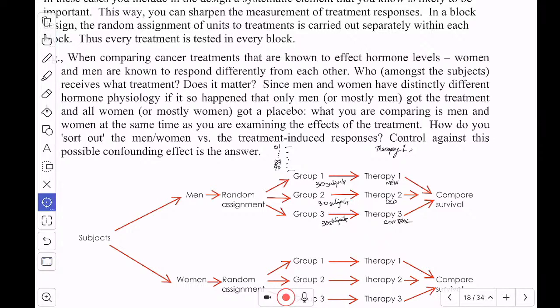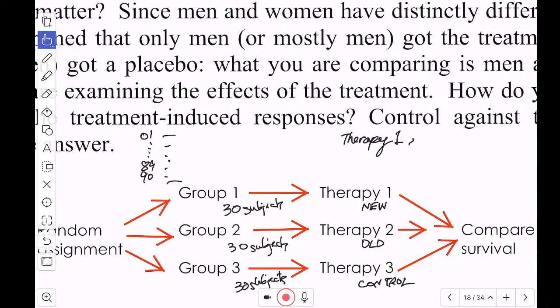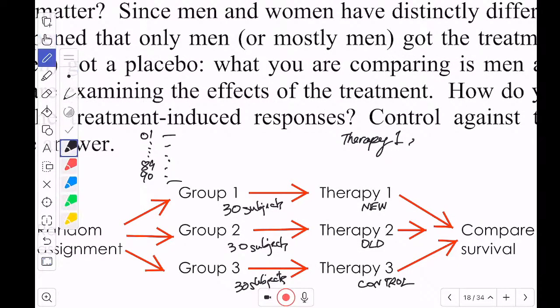So we're going to compare cancer treatments that are known to affect hormone levels. Treatment 1 and treatment 2 are known to affect the hormone levels. So men and women respond differently to sex hormone levels.